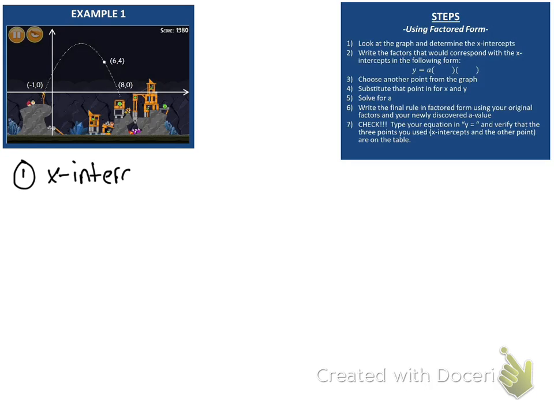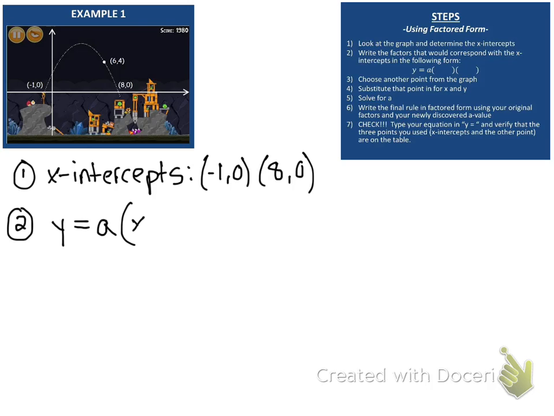Our first step is to identify the x-intercepts, which are negative 1 and positive 8. Then we want to use those x-intercepts to set up our general factored form. Since we have an x-intercept at negative 1, one of our factors will be x plus 1. We have an x-intercept at positive 8, which means that our factor that goes with that will be x minus 8. Then we need to have the a in front, which we're going to solve for eventually, and set that equal to y.